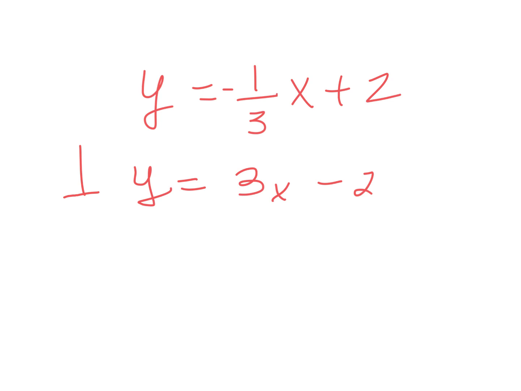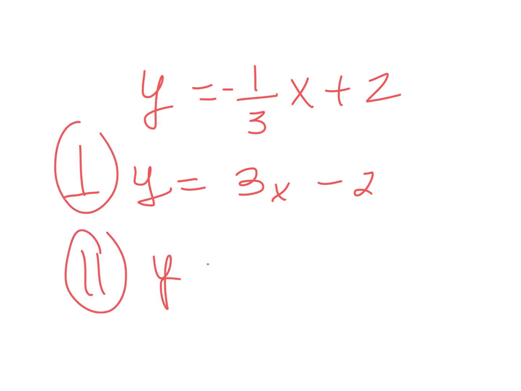With me so far? If I wanted a line that is parallel to this line, what would I write? Y equals what? Negative 1/3 x. It has to be the same sign as well. Don't forget that negative. And then just a different intercept. What would happen if I picked the same intercept? It's the same line, right? So we have to pick a different intercept. Let's call it plus 4.